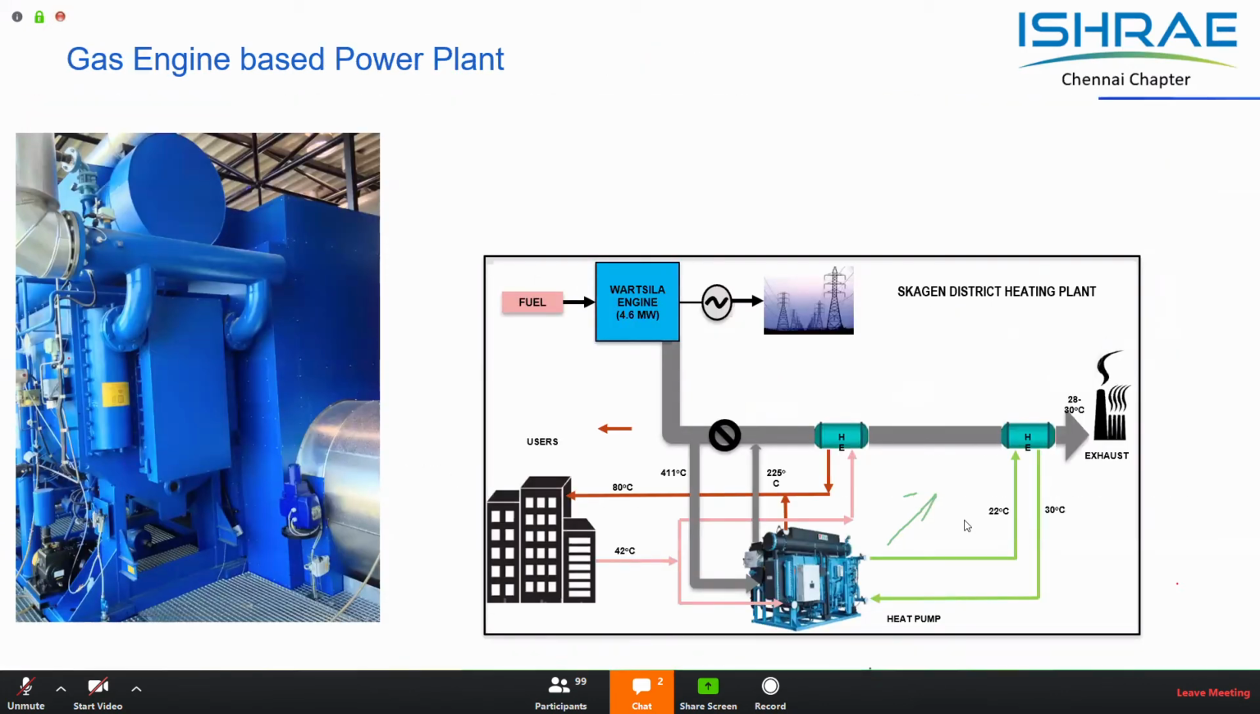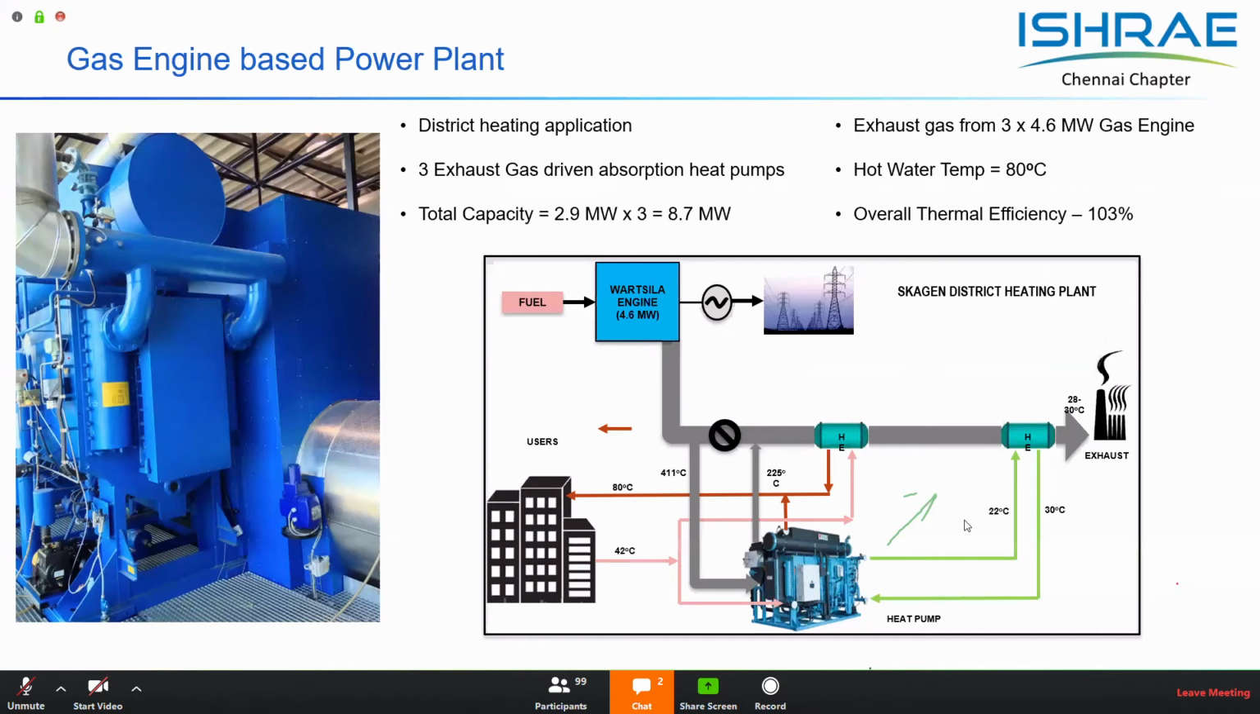Similar things can be done on engine-based power plants, where you don't require any cooling. At least you can convert the waste heat into heating, and rather than putting in heat recovery units, if you use an absorption heat pump, as I mentioned, this heat pump can generate 40% more output for the same heat available in the flue gas. In one such case, we have been able to achieve an overall thermal efficiency of 103% because of the recovery of heat from the moisture in the flue gas. So with flue gas condensation in that system, we are able to increase the efficiency above 100%.